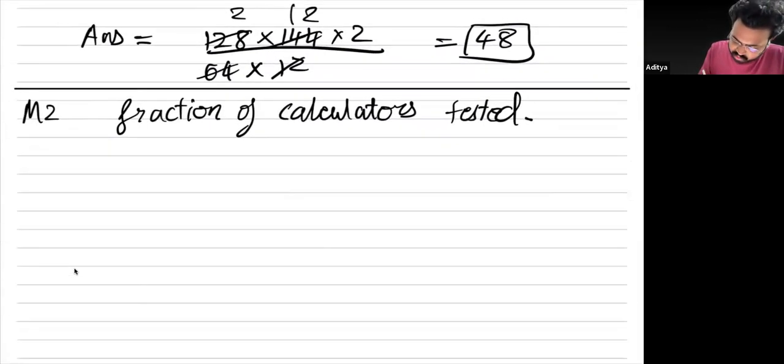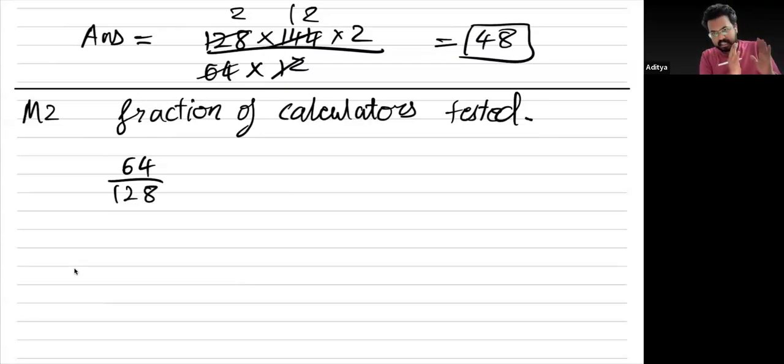What is the fraction of calculators tested? Out of the total population, you have 64 by 128. These are the fraction of crates that are tested. Out of which, from each crate, you are testing only 12 by 144. These many calculators are being tested.